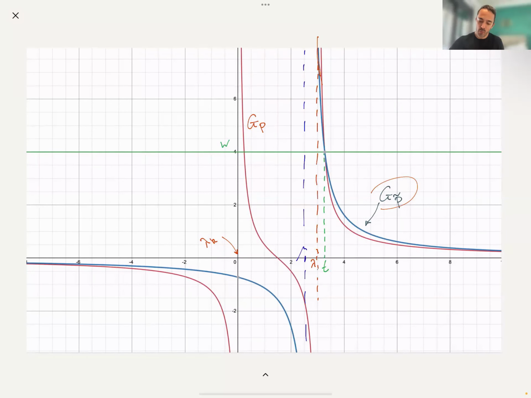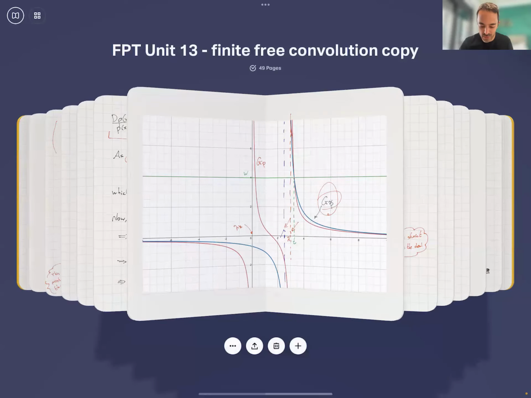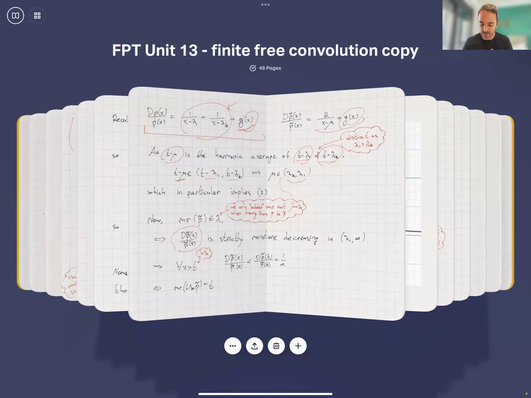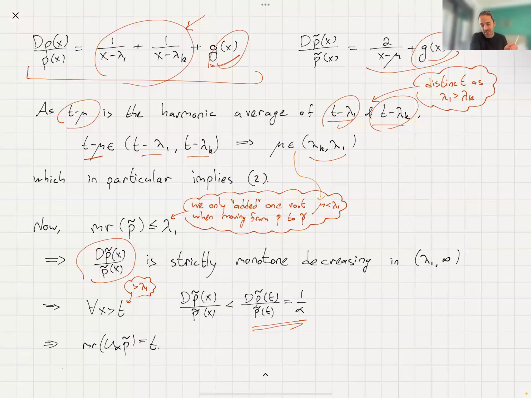And so we know that this function, or its unnormalized version, but it's the same, has a 0 at T. And we know that already from lambda 1 or from mu, which is before T, the function is strictly decreasing. So in particular, if it's attained some value at T, it's not going to attain it again, right? It's attained the value 1 over alpha at T. And so to the right of T, it's definitely going to be smaller. And so it's not going to be 1 over alpha, which implies that indeed T is the max root of U alpha P tilde.